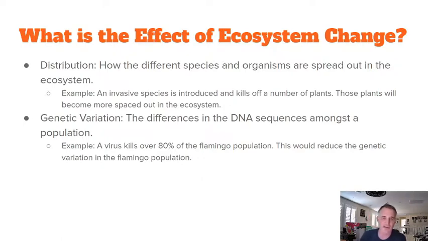And then we have genetic variation. The differences in DNA sequences among the population can be changed. For example, if we have a flamingo population and a virus comes in and kills 80% of the flamingo population, this is going to reduce the overall genetic variation within that flamingo population, making them less diverse as far as their genetic diversity goes.